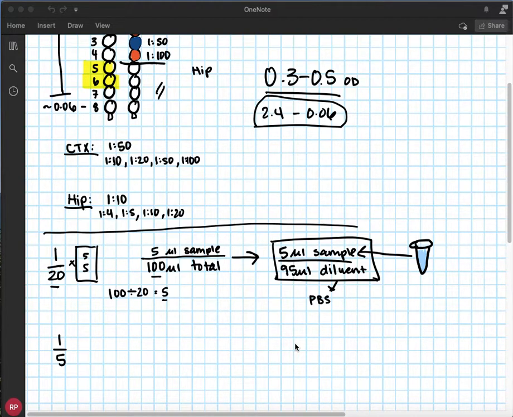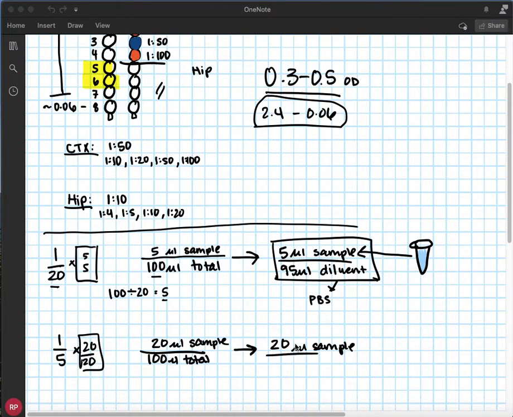So the same thing for the 1 to 5. It'll be easy because we already have the math there. We know that it's a factor of 20. So multiplying across, we get 20 microliters of our sample, but this instead will go into 80 microliters of our diluent. And again, that's from your aliquot, the 20 microliter sample.